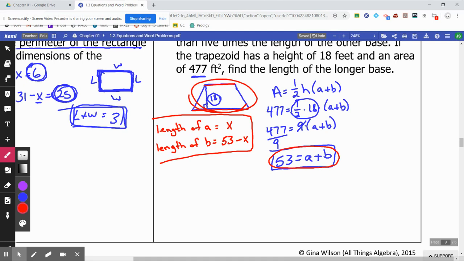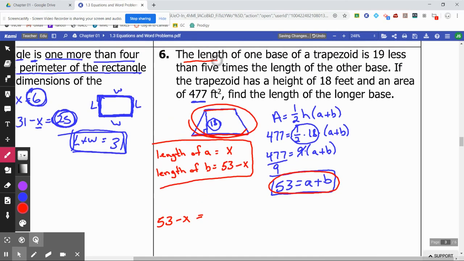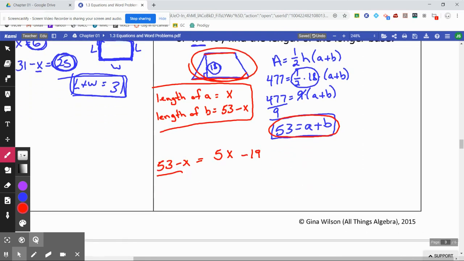So we'll do the length of one base, 53 minus x, is, let's read it again, the length of one base, it doesn't matter which one you plug in there, is, which means equals, 19 less, so that's going to be minus 19 less than 5 times the length of the other base. So there's your equation. The length of one base is 19 less than 5 times the other base.